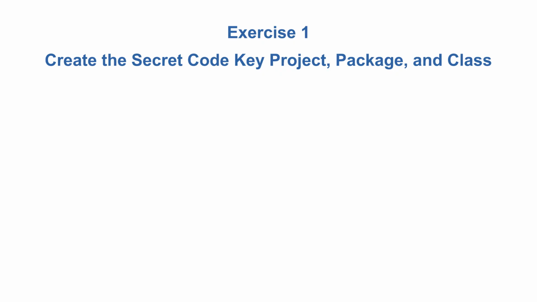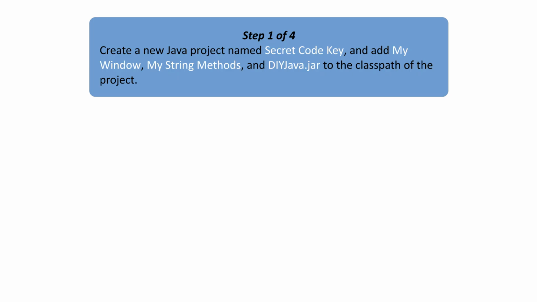We write data to a file so data can be used again by the same program or by another program. In this lesson, you'll create a key to code and decode messages, then write that key to a file. Exercise 1. Create the secret code key project, package, and class. Pause the video if you need more time in any of these exercises. If you want to see how I would complete any of the listings, please refer to the completed listings at the end of this video.